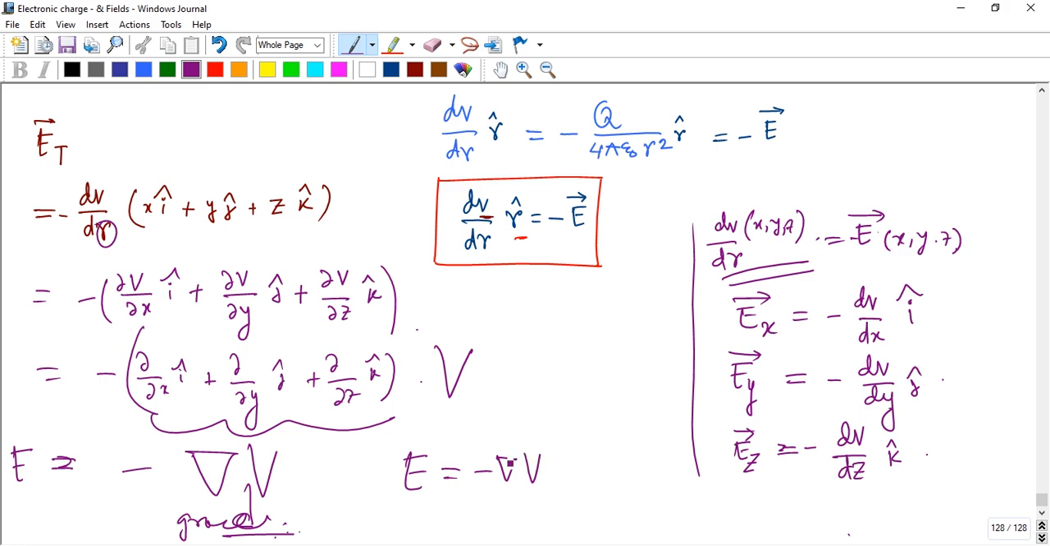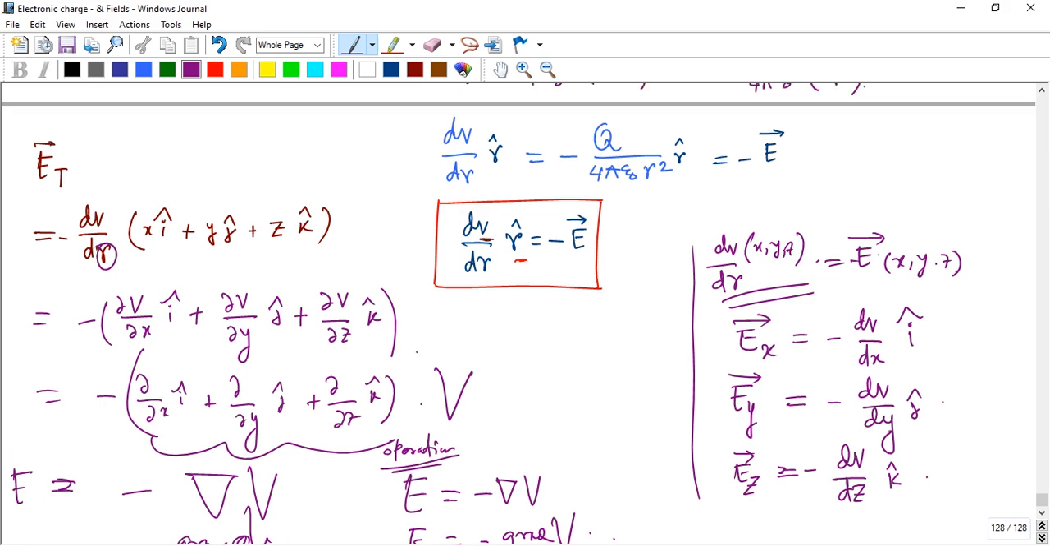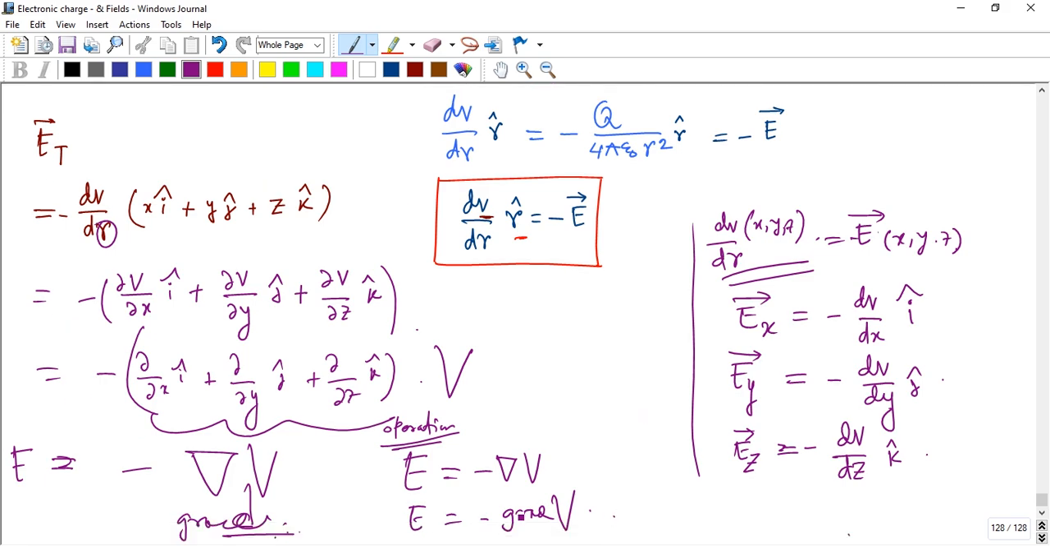Okay, so clear, minus grad V. Grad is the operator, so E is equal to minus grad V. The three-dimensional electric field, the relation between electric field and potential in case of three dimensions. Okay, clear the concept. We discussed this topic in the previous class or last lecture, so I just recall this topic here.